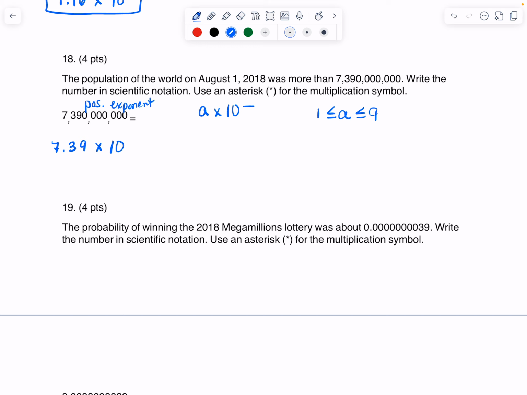So now I just have to figure out what the exponent is, how many places I move over to get that decimal to be in between the 7 and the 3. So 1, 2, 3, 4, 5, 6, 7, 8, 9. So this becomes 7.39 times 10 to the 9th.